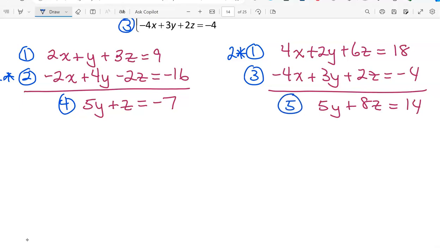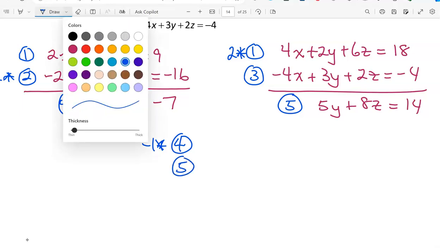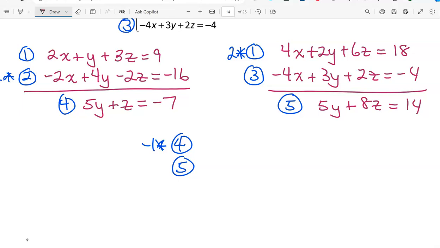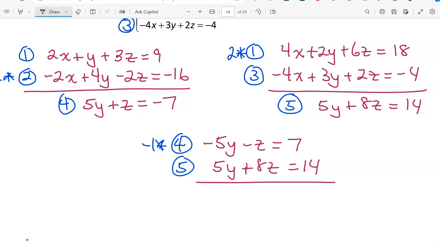And we can multiply equation 4 by negative 1 and just use equation 5 as is, and the y variables will go away for us. So equation number 4 times negative 1 is negative 5y minus z is equal to positive 7. And equation 5 is 5y plus 8z is equal to 14. Adding those together, we get 7z is equal to 21. Dividing, that gives us z is equal to 3.